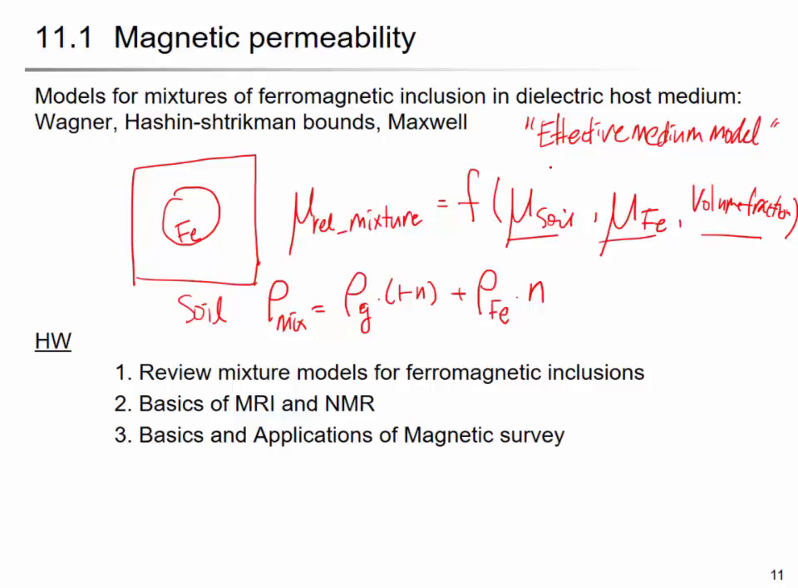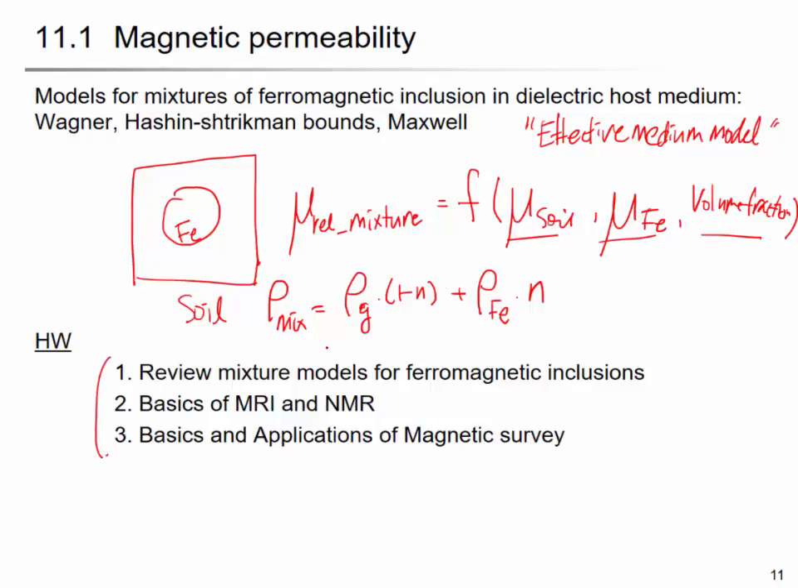And this effective medium model is very useful to predict the property of the mixture. And you can use it for the permittivity model or magnetic permeability model or the stiffness model. The applications are very wide. So the homework here is to review the mixture model in the textbook for the ferromagnetic inclusion and find out the basics of the MRI, the magnetic resonance imaging, and the NMR, and basics and applications of the magnetic survey.